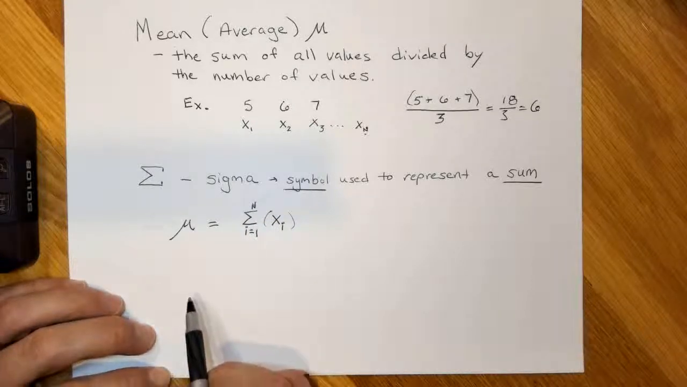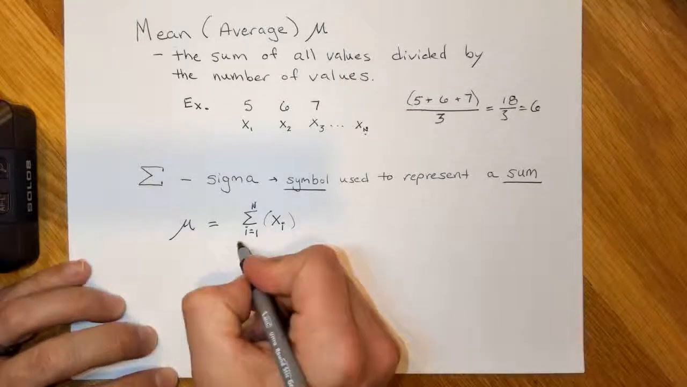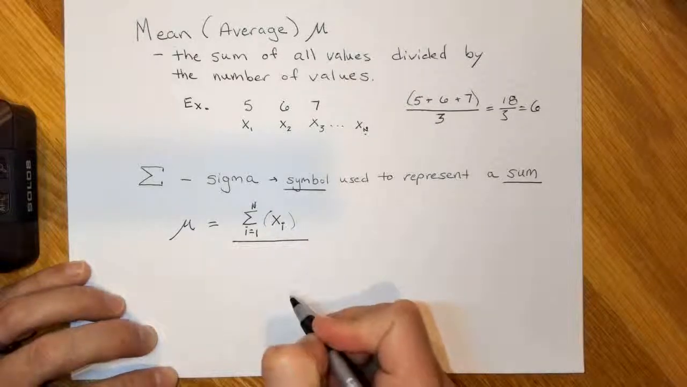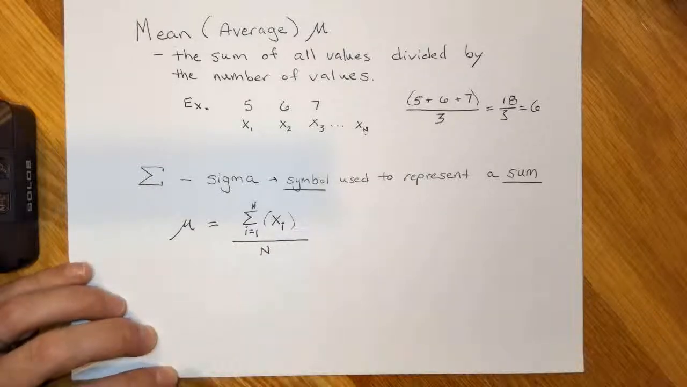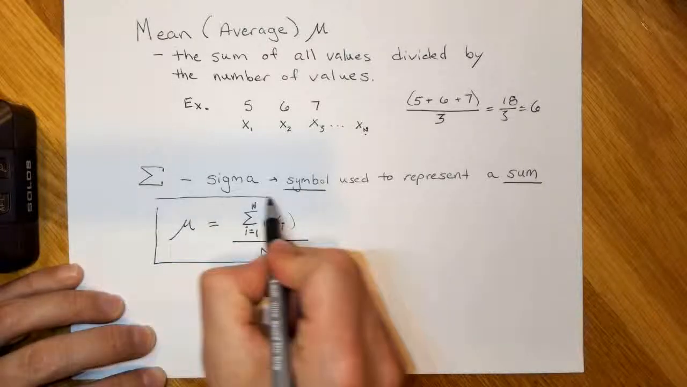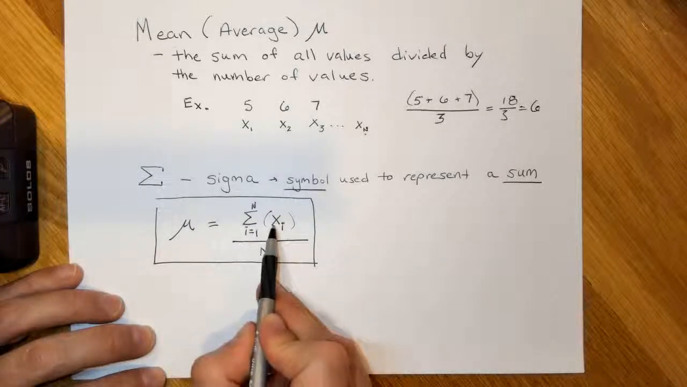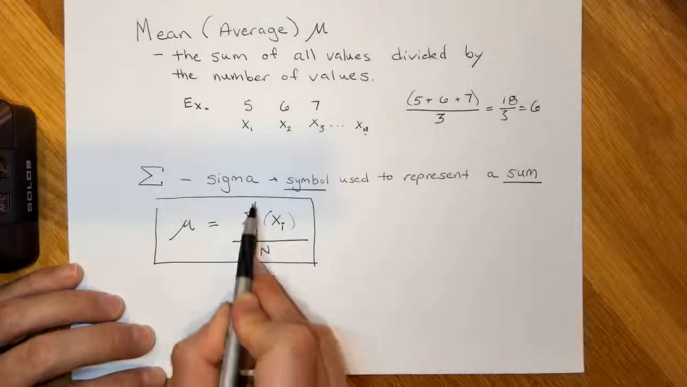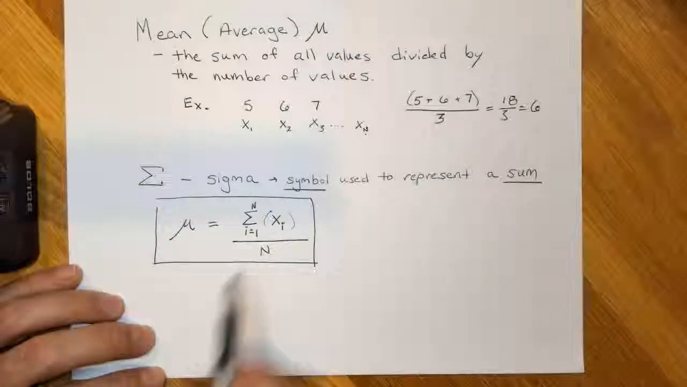Now that wasn't the end of finding the average. We then had to divide that sum by the number of scores. Well, that's the easy part. The number of scores is simply n. There you go. That's the fancy math way to write the formula for a mean. The mean is the sum of all the scores from the first one to the nth one, all of that divided by the number of scores.